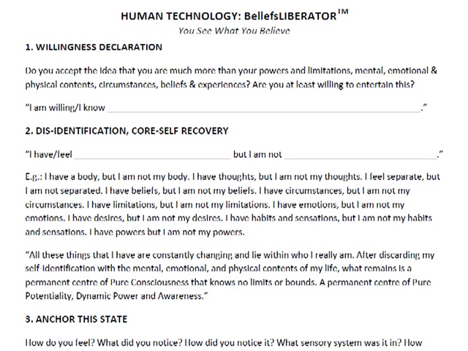Now this particular one is called the BeliefsLiberator, and it will help you install new beliefs and replace old limiting beliefs. It's one of the most powerful tools you can find for belief change or belief work. Extremely powerful. It's based on NLP, neuro-linguistic programming, and yeah, you're gonna love it. The more you use it, the more you realize how powerful it is, and the more you get comfortable with it.